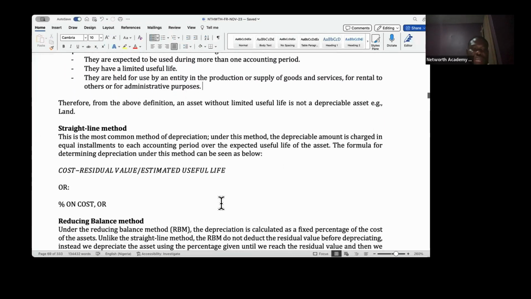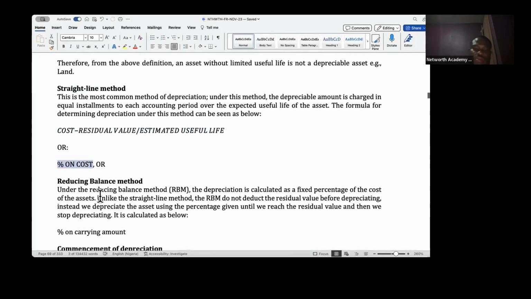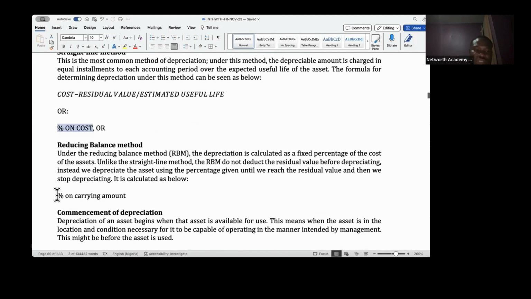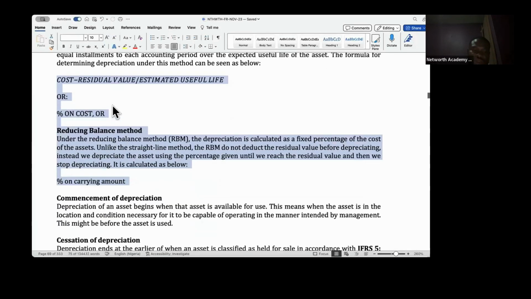So finally, how do you get depreciation under the straight line method? The way you determine depreciation under straight line method is just to do cost minus residual value divided by the useful life. Or if they give you a percentage, just apply a percentage on the cost. But if it is reducing balance method, just apply the percentage on the carrying amount. And carrying amount is cost minus accumulated depreciation. You'll see it as we solve questions, but that's how you determine depreciation in each of the methods. So your exam is majorly going to be around these two methods.